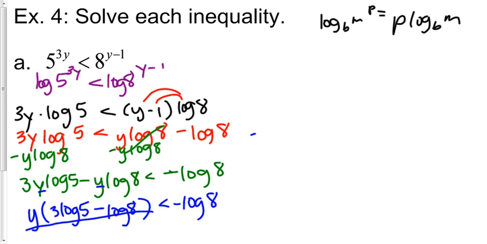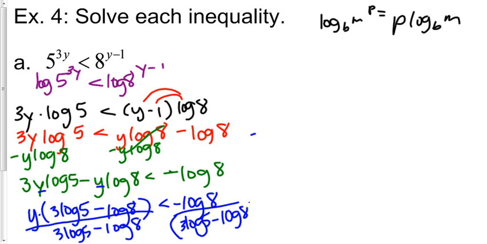If I want to get y by itself, these two are being multiplied, so I'm going to undo that by dividing by 3 log 5 minus log 8 on each side. Again, now you're dividing by more than one term, so you're going to need parentheses around this when you do your calculations. The symbol can stay the same. I haven't done anything here to change the sign, so it's y is less than negative log 8 over 3 log 5 minus log 8.